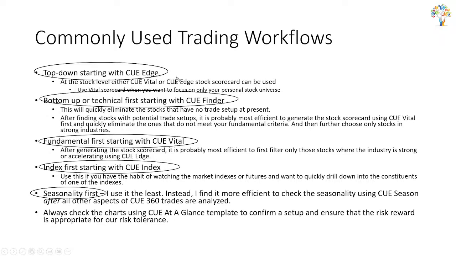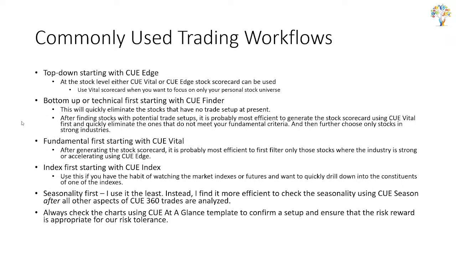After the starting point, you could go different ways. From Q edge, you could go to vital, you could go to finder also. Starting with Q finder, you could go to vital or you could go to charts. Starting with Q vital, you could go to industry or you could go to charts. Starting with Q index and generating the scorecard, you could go to industry or you could go to charts. So there are different ways. The one way I showed you is one that I probably use most often.